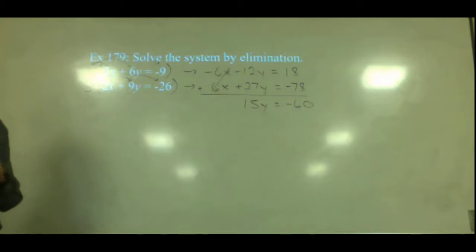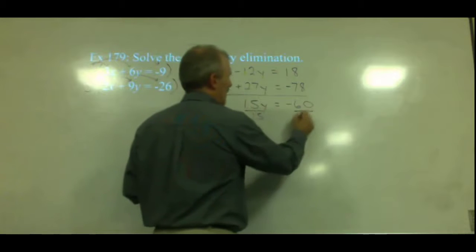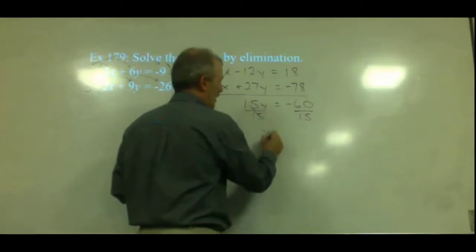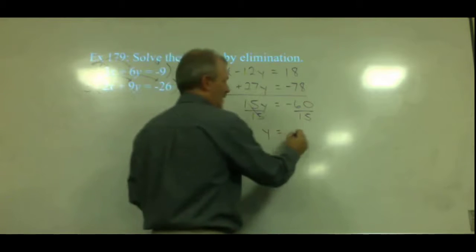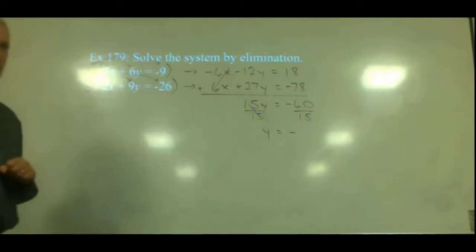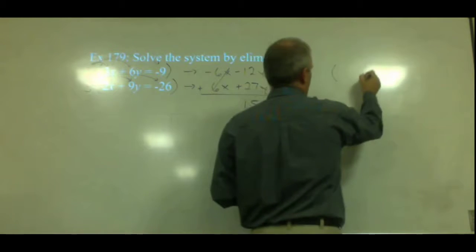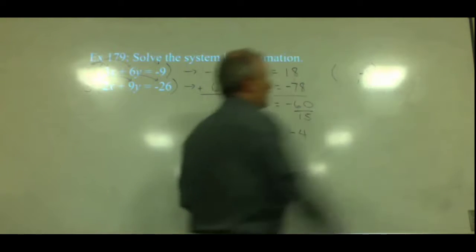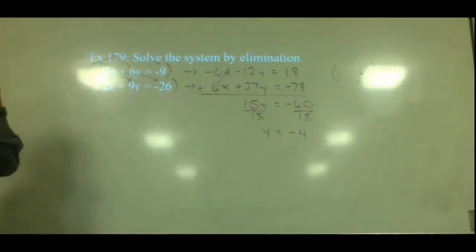How do we solve for the y? Divide by 15. And what do we get for our value for y? It's going to be a negative 4. That's right. So something comma -4 is going to be our answer. Now, what are we going to do with that -4? Substitute it back in.